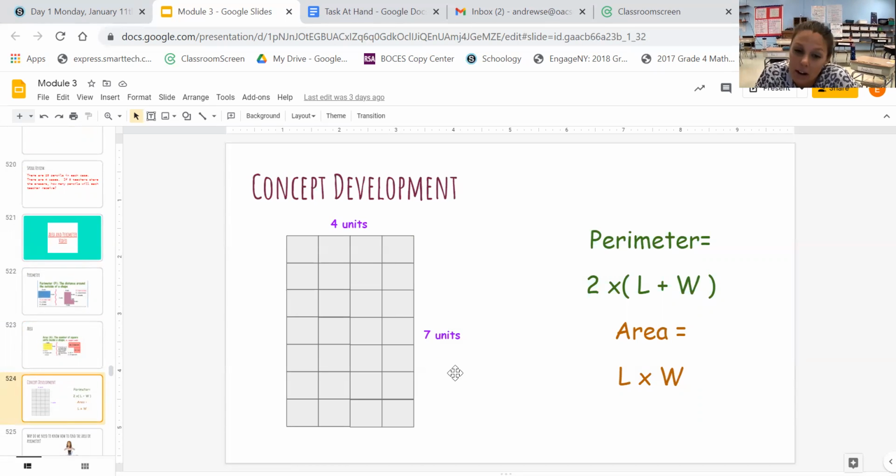First, we're going to find the area of this regular polygon, also known as a rectangle. So what I see here is I see perimeter equals, and I see that there's 4 sides.